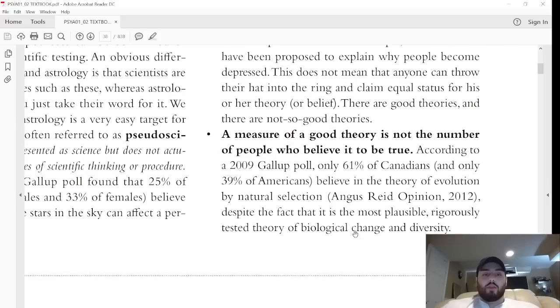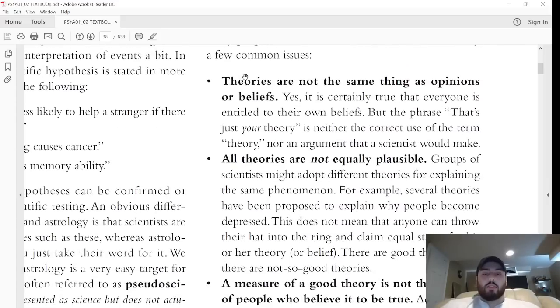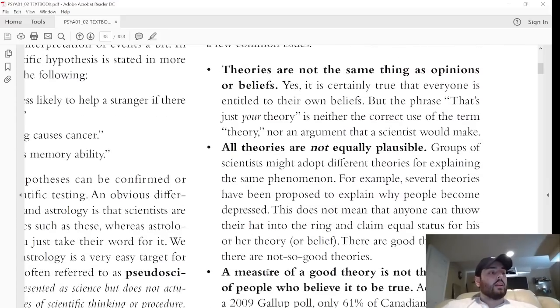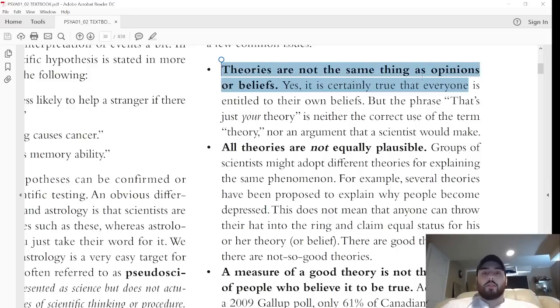So these are three categories here that we really want to understand, and they're going to be very important to your foundation as a scientist, right? Number one is that theories are not the same thing as opinions or beliefs. Yes, it is certainly true that everyone is entitled to their own beliefs, but the phrase "that's just your theory" is neither the correct use of the term theory nor an argument that a scientist would make. So theories are not the same things as opinions or beliefs.